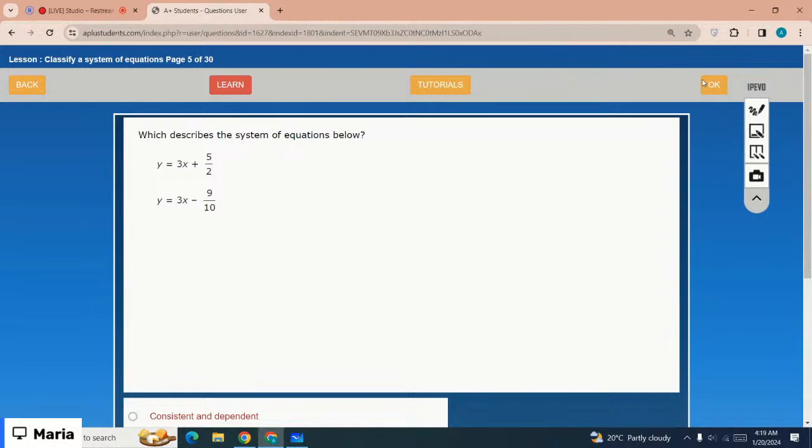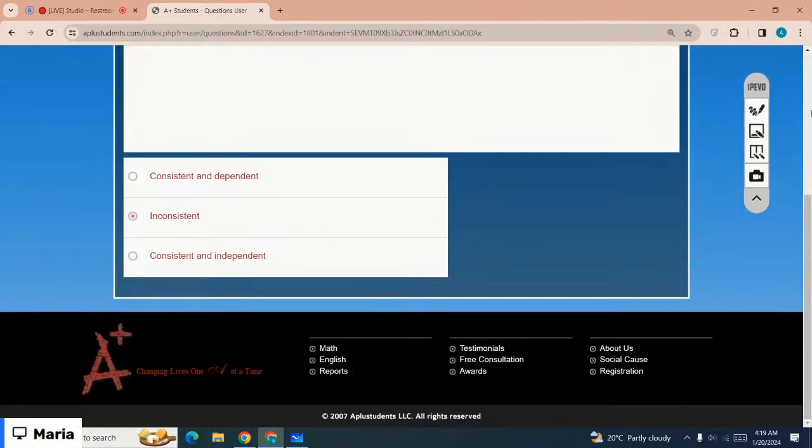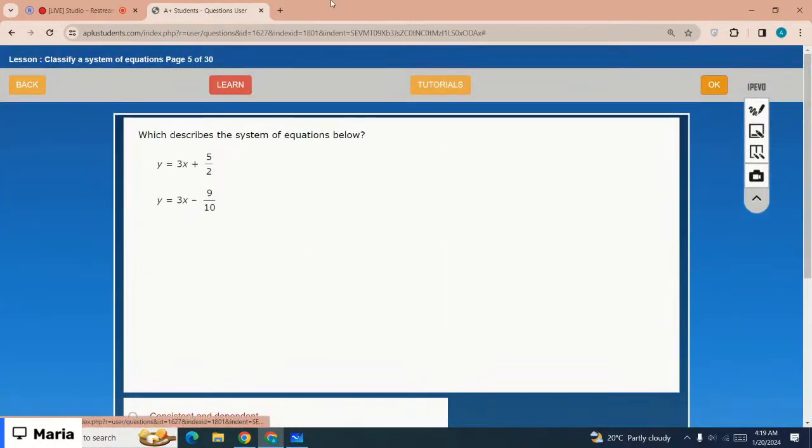The correct option is y equals 3x plus 5 by 8. The second one is y equals 3x minus 9 by 2. So both the equations have the same slope, that is m equals 3, right? That means the system is inconsistent. Got it? The correct option is inconsistent.